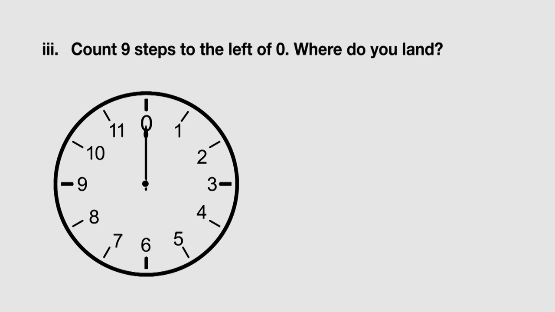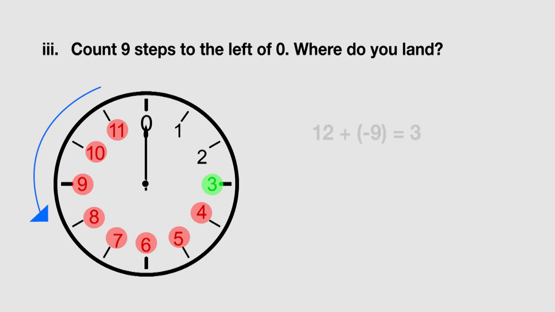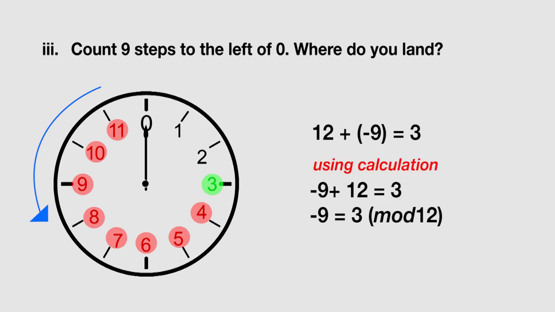Again, we want to count 9 steps to the left of 0. Where do we land? I suppose you understand that by counting to the left, we are adding in the negative direction. In this case, as you can see, we land on 3. Again, this means that 12 plus negative 9 is equal to 3. And so we can write negative 9 plus 12 is equal to 3. And we can say negative 9 is equal to 3 in mod 12.